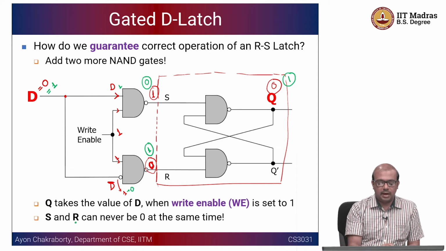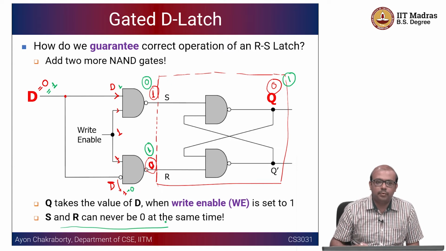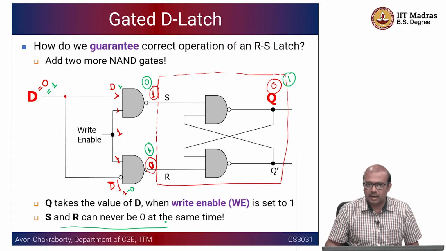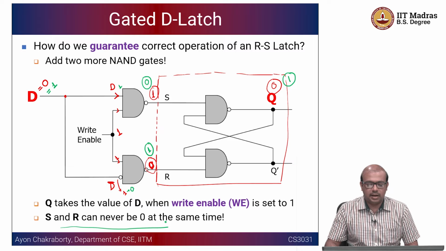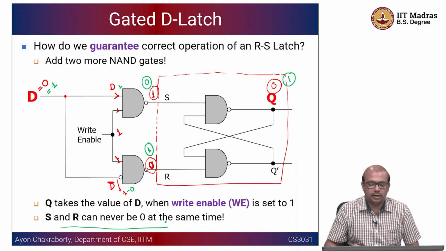So S and R can never be 0 at the same time. This is a one-step improvement over the SR latch. This is called a D latch, a gated D latch. You can see why it is gated, because the write enable helps us decide whether to write or not. So it's called a gated D latch.